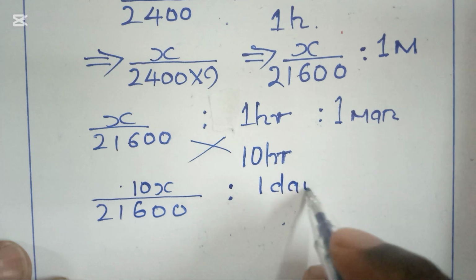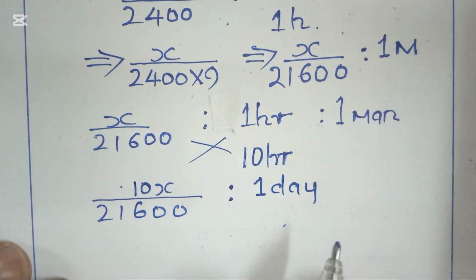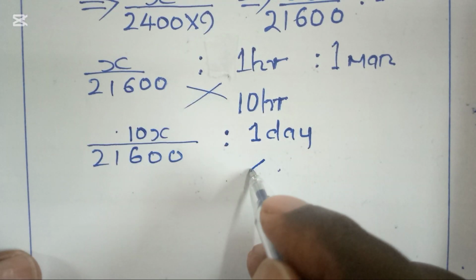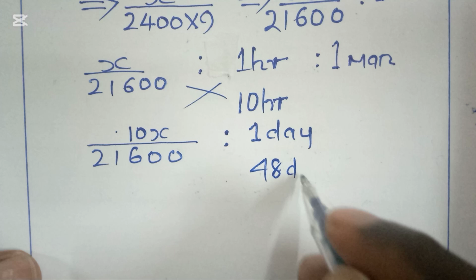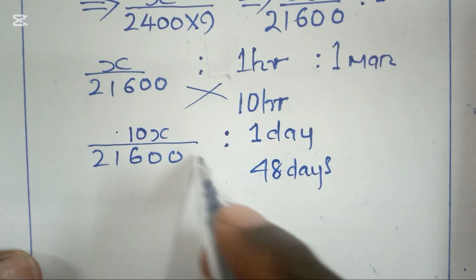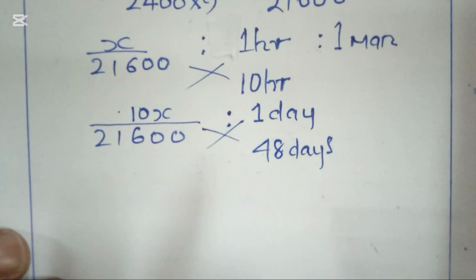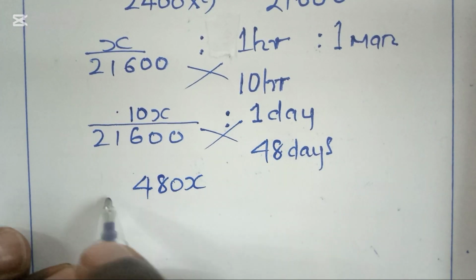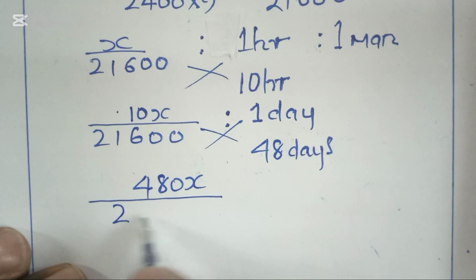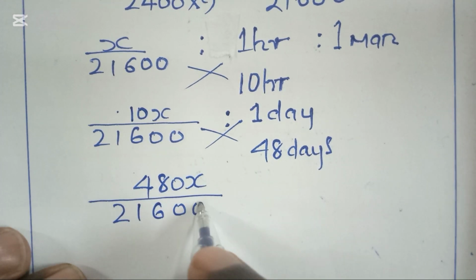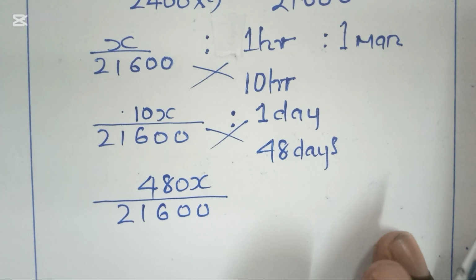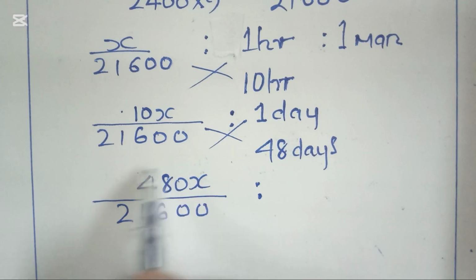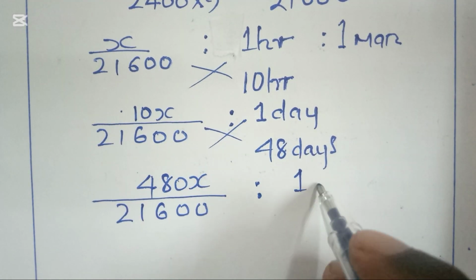So let's check, for now 48 days, the work that one man will do. So we shall come here and write 48 days. We can cross multiply. Again we are going to have 480x all over 21,600. Guys, now we come to almost the close of the chapter, because for 48 days, this is the amount of work that can be done by one man.